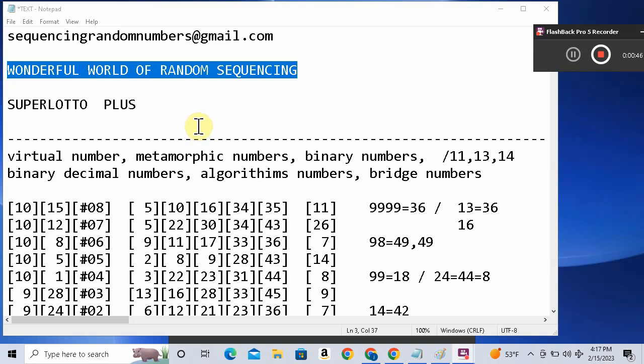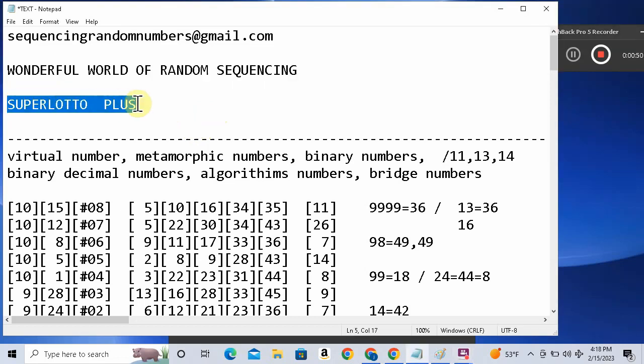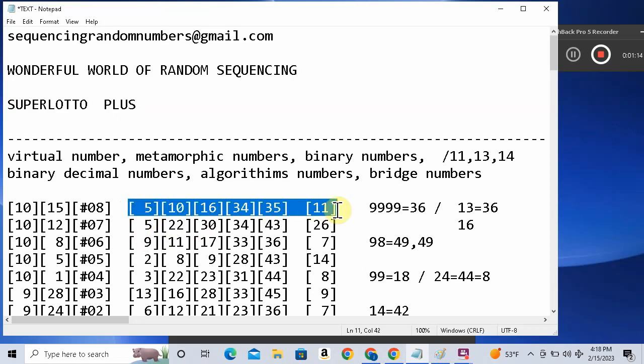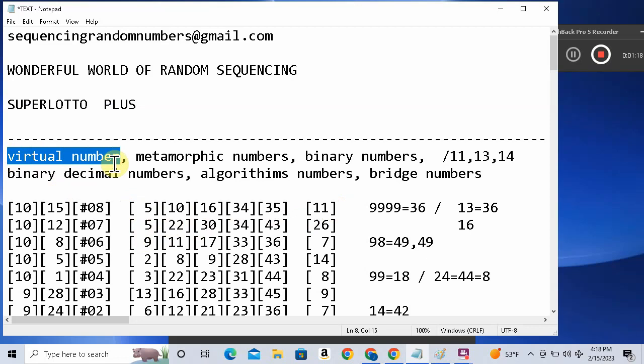analysis on that too. So anyway, I'm going to be talking about Super Lotto Plus. As you can see right here, these are Super Lotto Plus spins. I call them spins because they're balls that fly up in the air. I don't know what to call them, but anyway, to understand the concept of lottery, the spins that occur, the randomness, you got to understand what virtual numbers are.